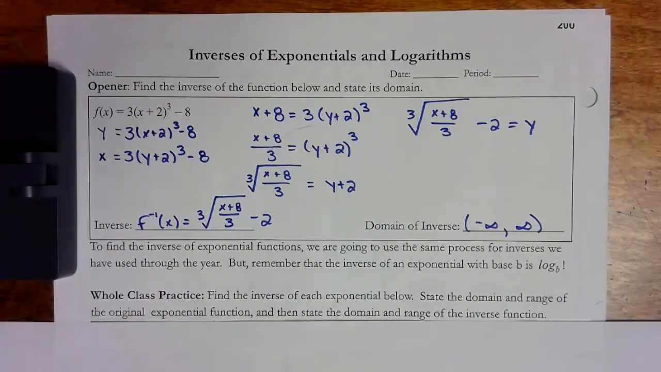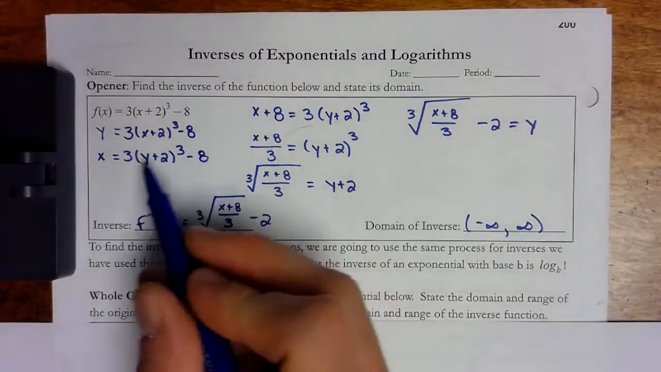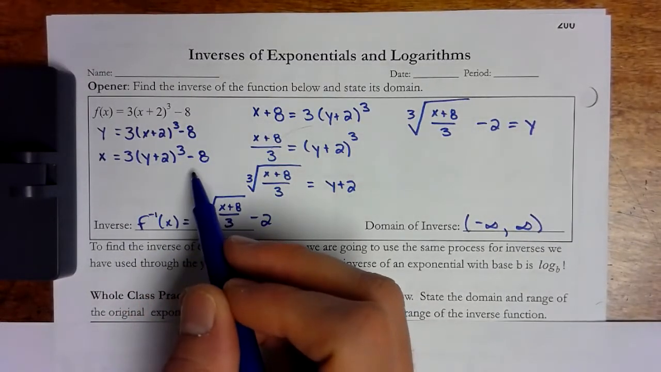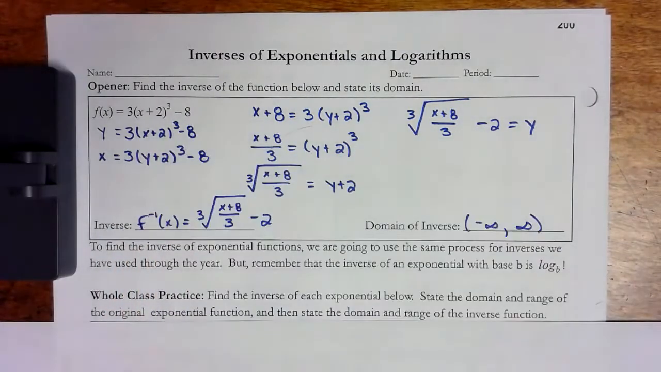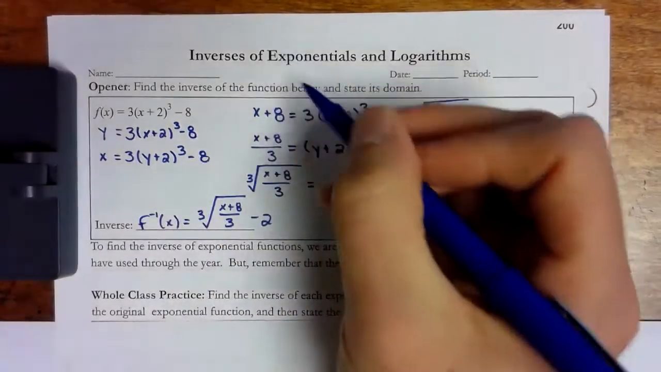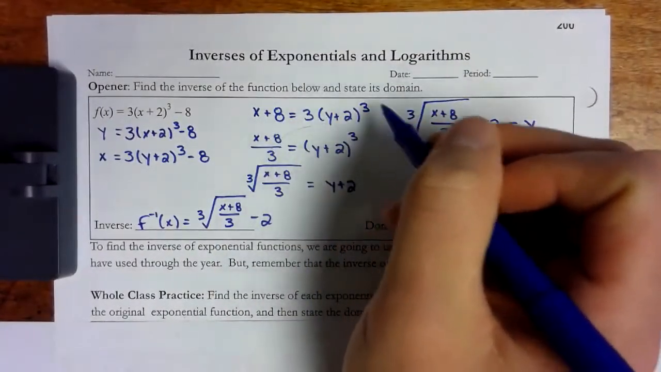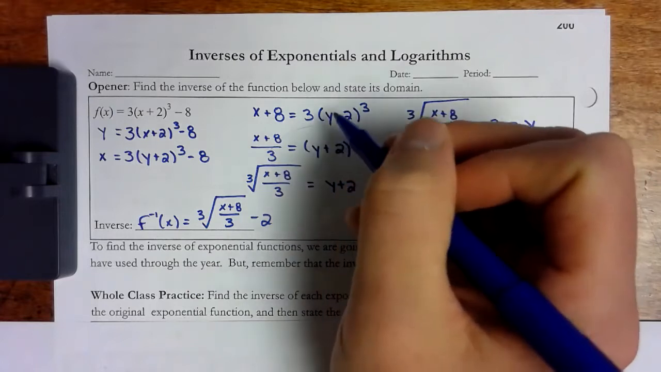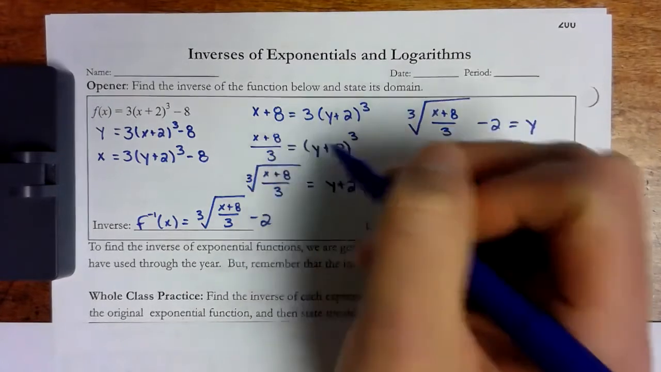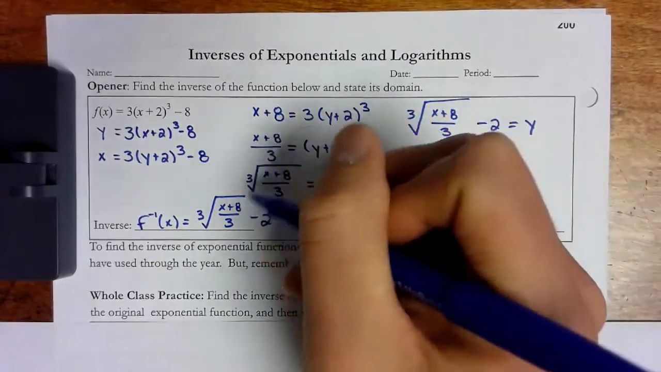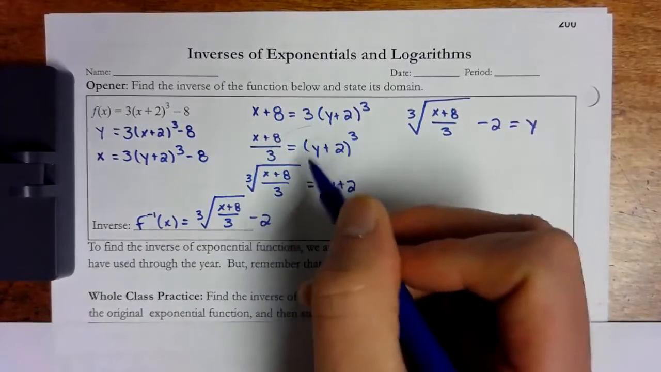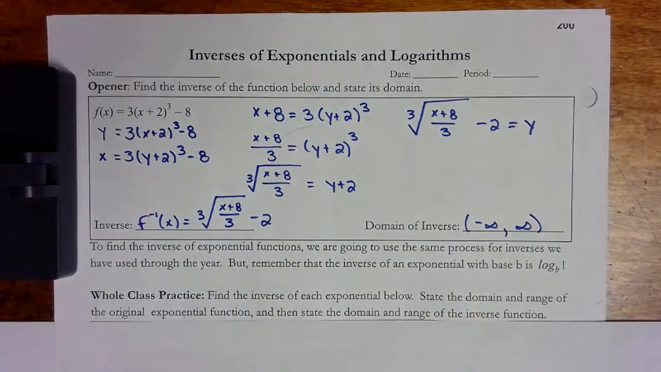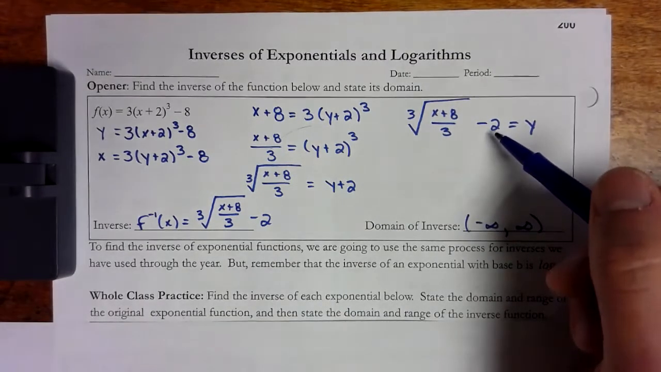All right, well, here's what you should have done. When I'm trying to get y by itself, the first thing that we want to do is add 8, because we're trying to get the (y plus 2) cubed isolated so we can undo that cubing. After that, I'm still trying to get the (y plus 2) cubed by itself. This 3 wants to multiply, so I can divide both sides by 3. And then to undo cubing something, I'm going to take the cube root. After I take the cube root of both sides, that leaves us with y plus 2 on one side and the cube root of (x plus 8) divided by 3 on the other. The only thing left for us to do is subtract 2, which gives us our final inverse.